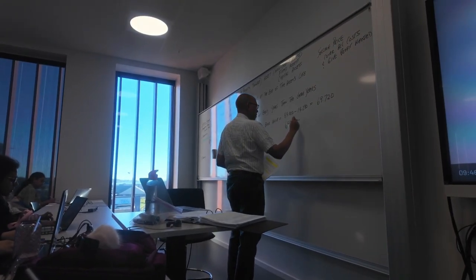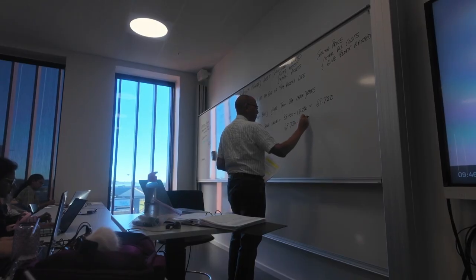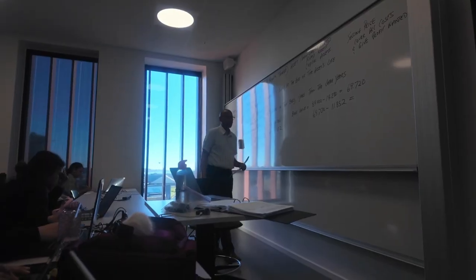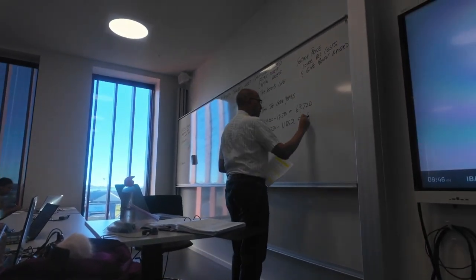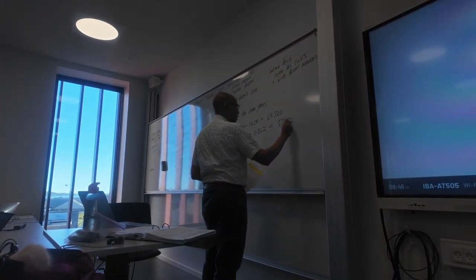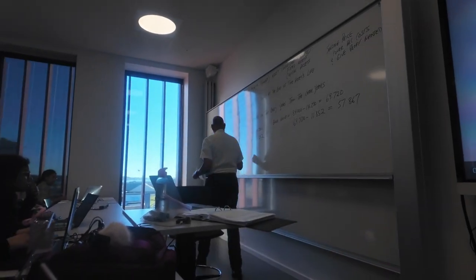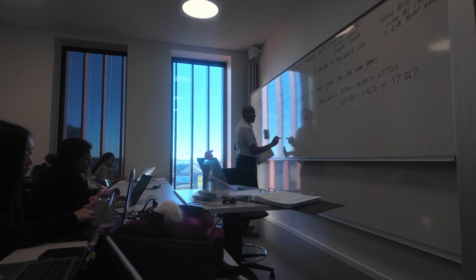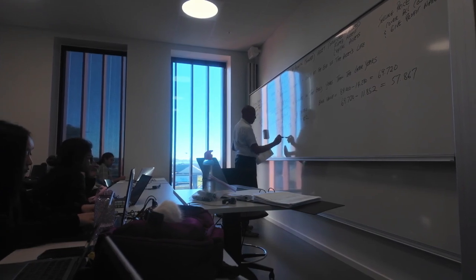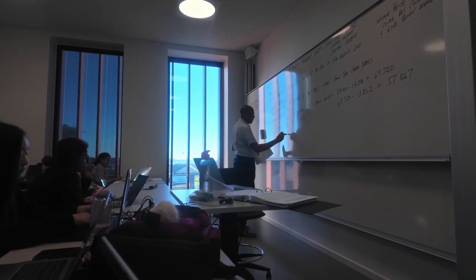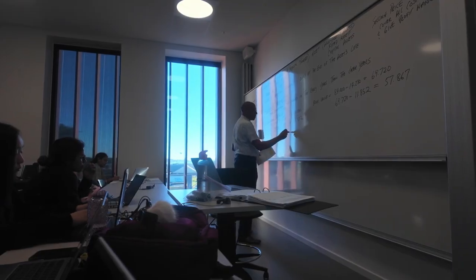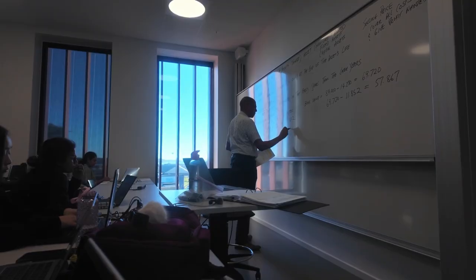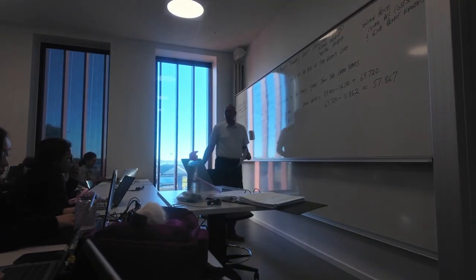So book value: 69,720 minus 11,852 equals 57,867. Okay. So year three, 57,867 times 17% is 9,837. But you get the picture.